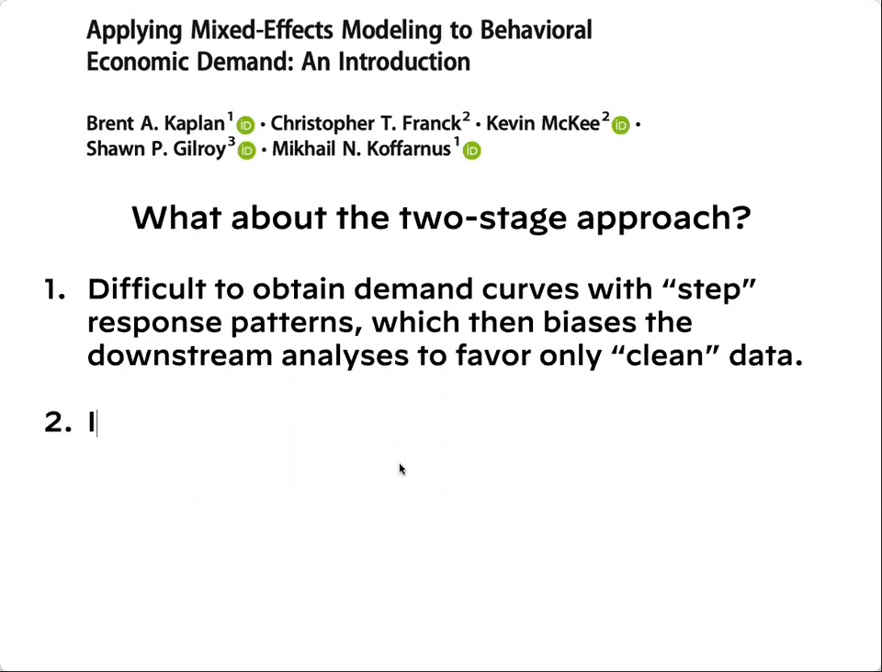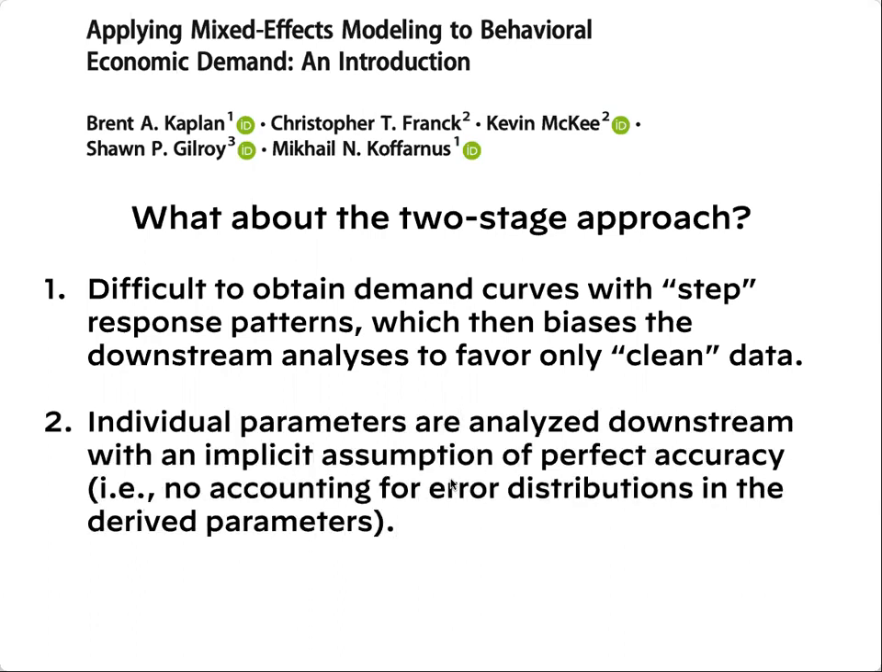So there's that issue. And then also individual parameters are analyzed downstream with an implicit assumption of perfect accuracy. So again, we're just assuming that the demand model for those individuals accounts for all the variance in their data when we get their intensity value or Pmax or Omax or alpha. We're assuming that's pure. That is exactly what it is, because we're not factoring in that they might have had very little variance accounted for by the model. And so it was a very messy data set. But we do have an alpha, and now we're going to plug it into a regression or an ANOVA and assume that it's perfect. And so that's probably unwise.